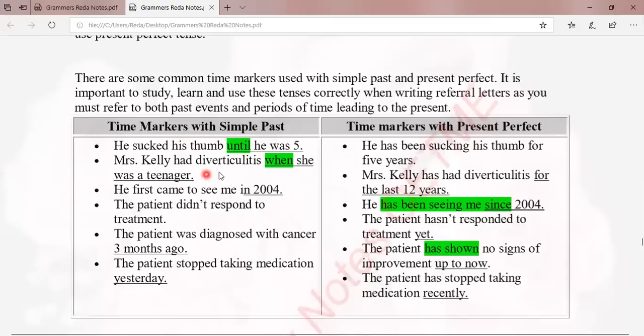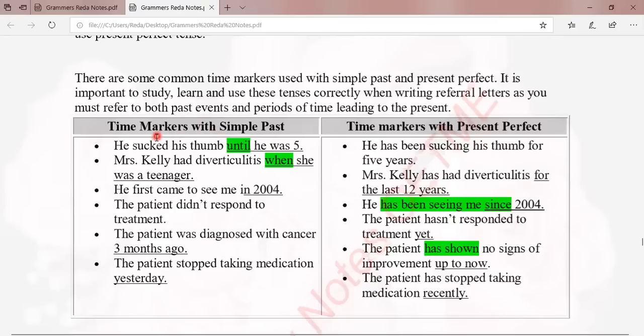He sucked his thumb until he was 5. He has been sucking his thumb for 5 years. So he sucked, this verb is past simple. Very wrong. This is not right.